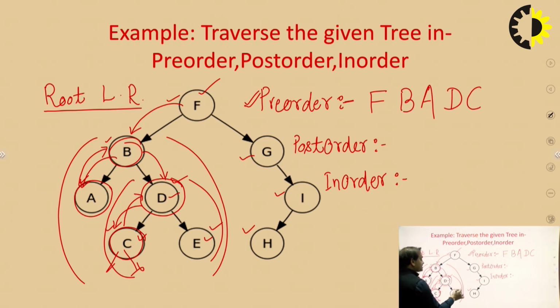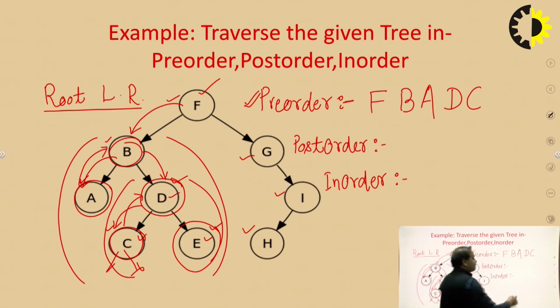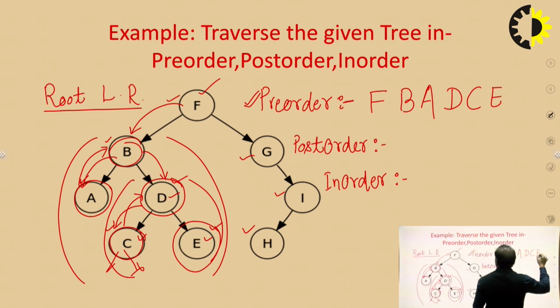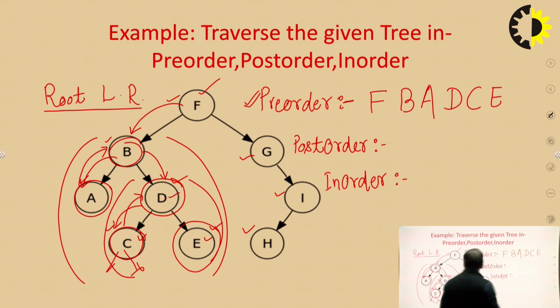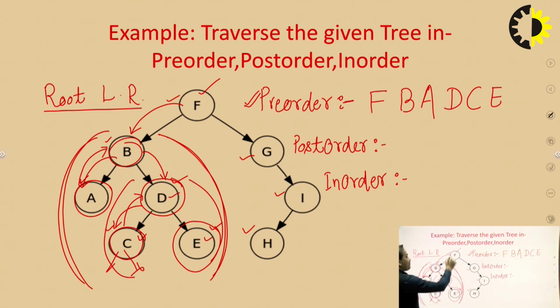Now the right child of D is E. We process E because we are using root, left, right. After processing this node, the left subtree of F is processed. Now move on to F. F is already processed because F is the root, and the root is processed first, following the root, left, right concept.